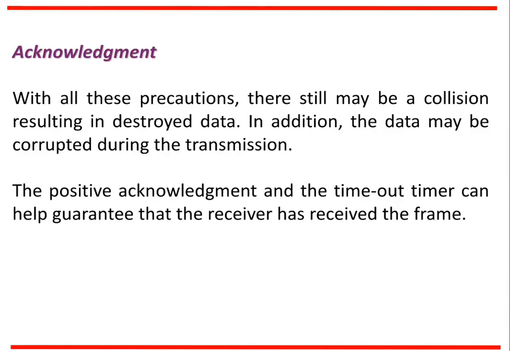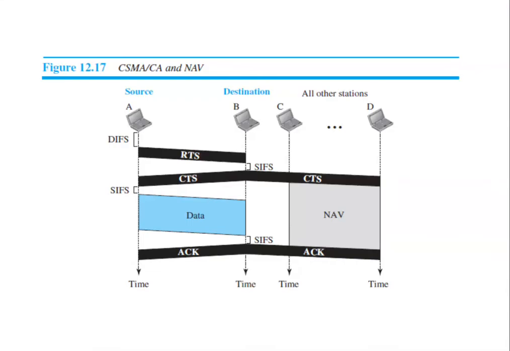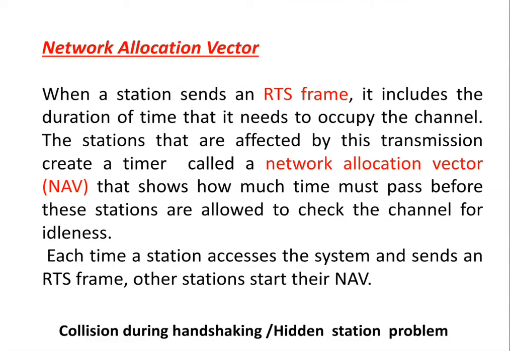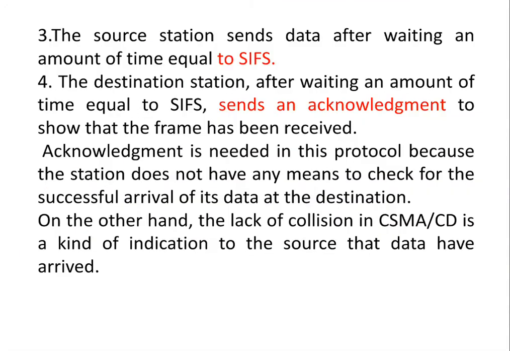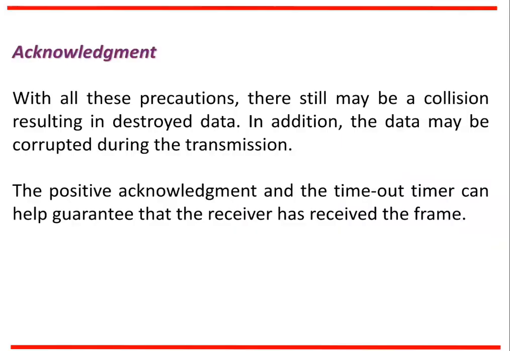And here there is a provision of the acknowledgement. The positive acknowledgement helps to guarantee that the receiver has received the frame. In the case of CSMA/CD, the lack of collision itself is an indication that the data has arrived. But here the acknowledgement is needed because the station does not have any means to check for the successful arrival of the data at the destination.